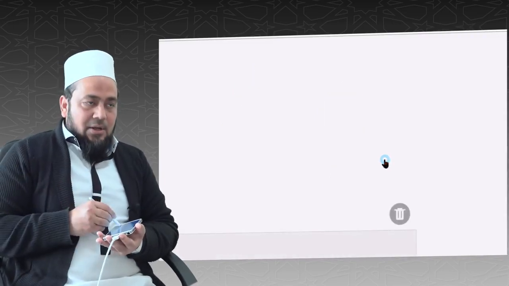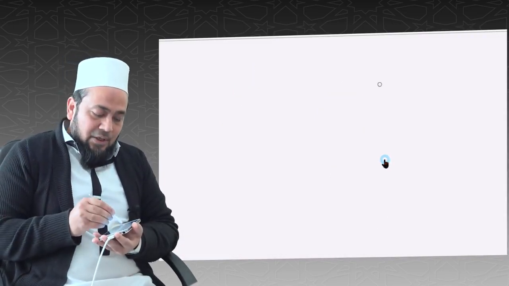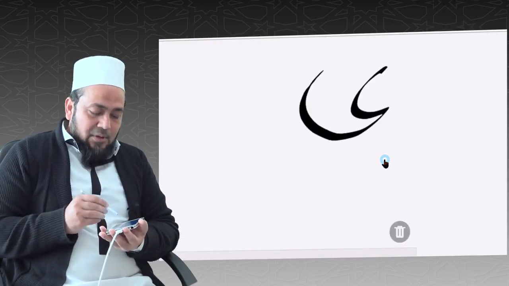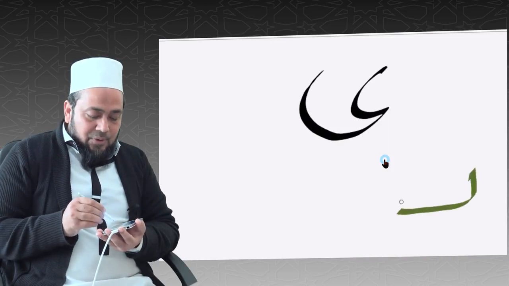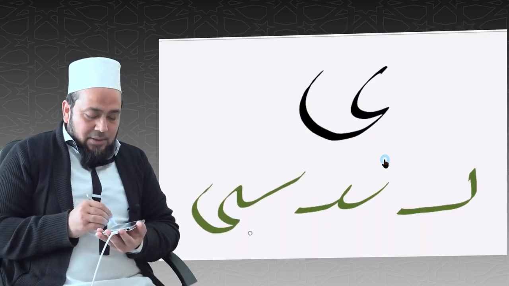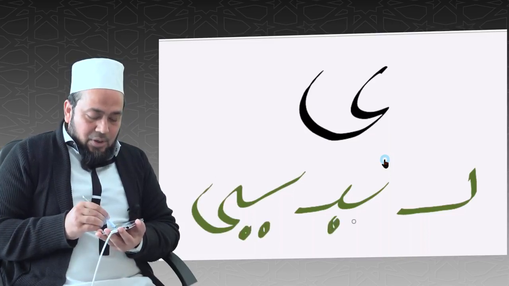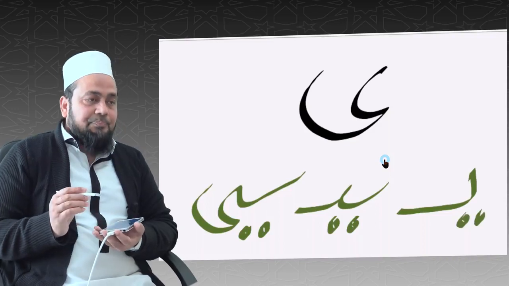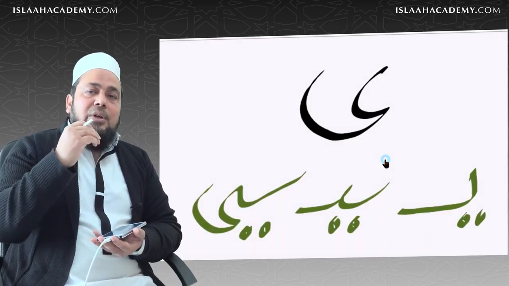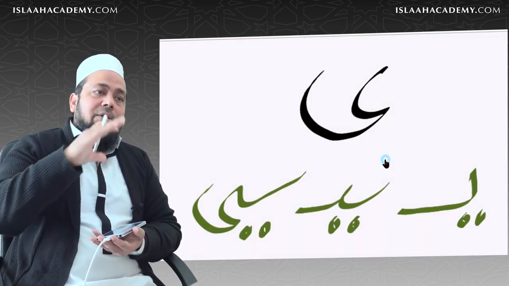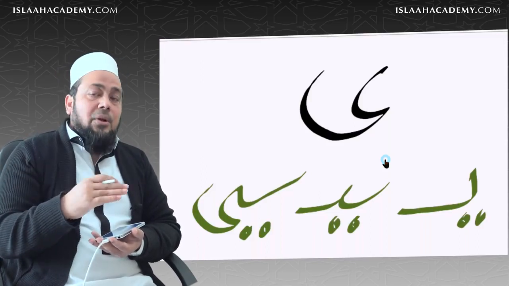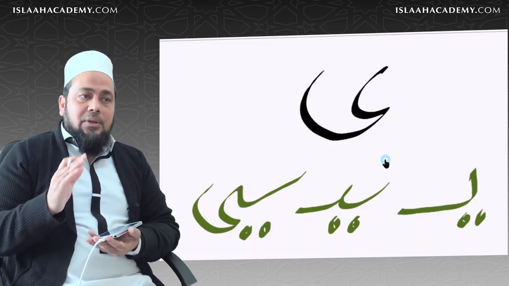Let's move on to the last letter, the letter of Ya. The standalone shape of the Ya is this one. Beginning of the word shape is this one, middle of the word shape is this one, and end of the word shape is this one. Ya got two dots on the bottom. My dear learners, there is only one letter which has two dots on the bottom, that is the letter of Ya. So whenever you see two dots on the bottom, don't think any other letter apart from the letter of Ya.